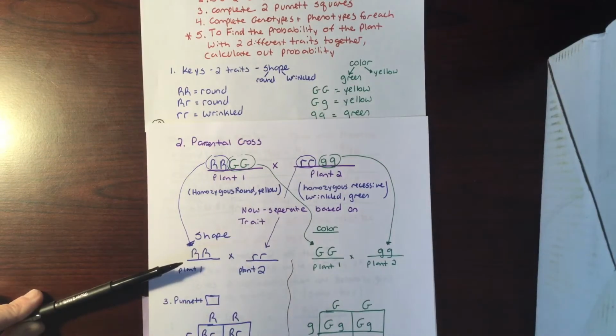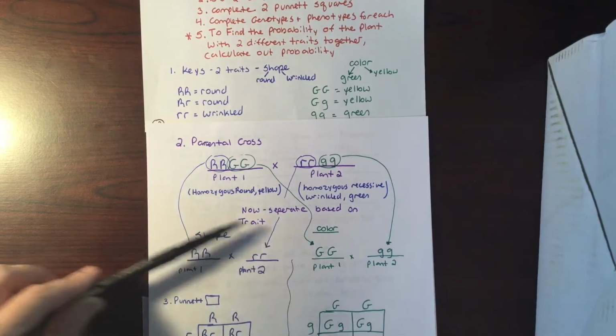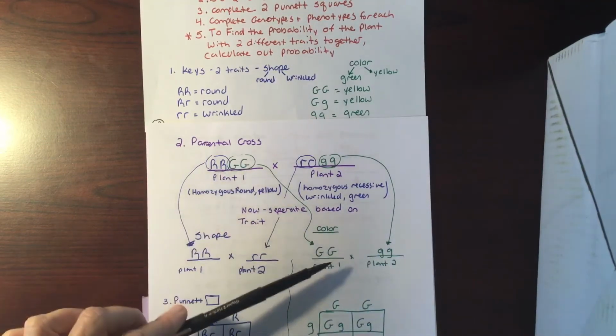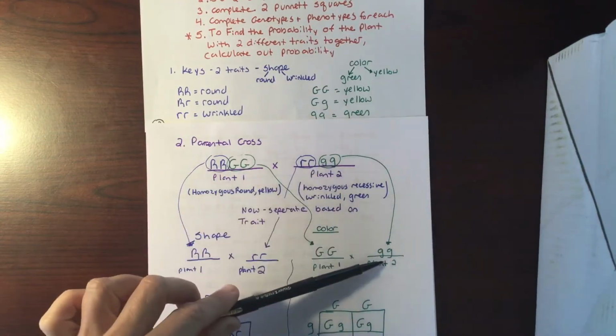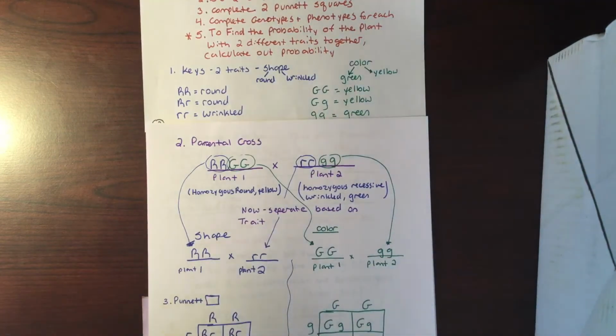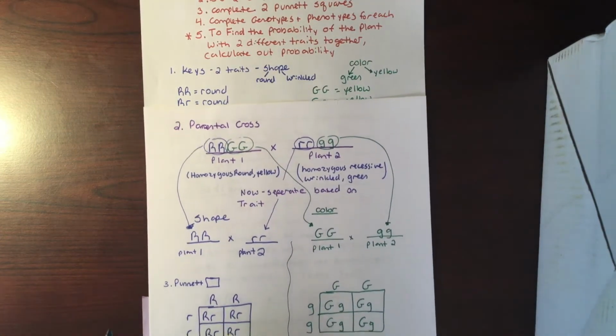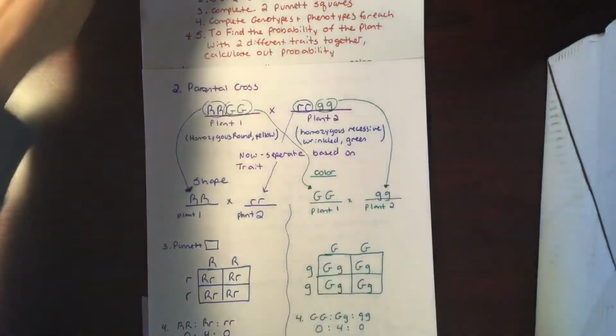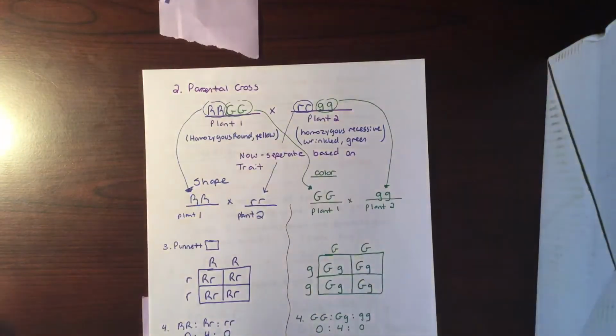Let's stick my R's together here. So here is my shape gene. Here is my color gene. Parent number 1, big G. Parent number 2 is little g. When I get to that point, I'm like, oh, I know how to do this. I've done this before. Here's my regular monohybrid cross. I'm just going to do it twice with 2 different traits at that particular point.